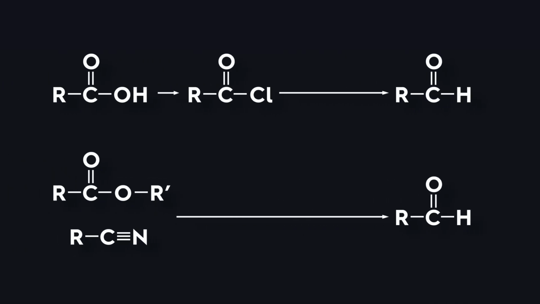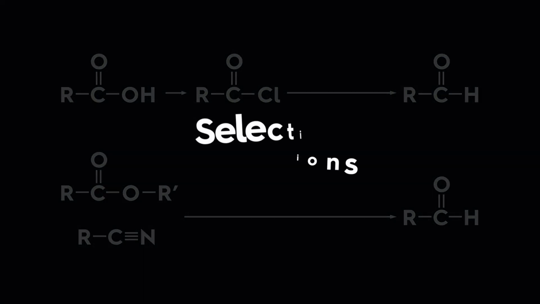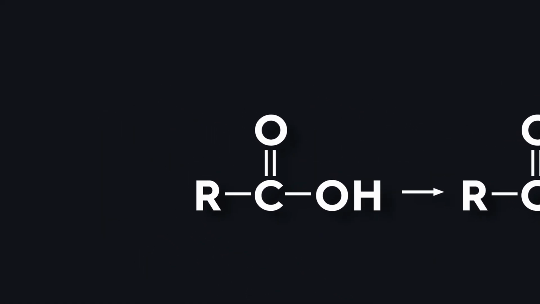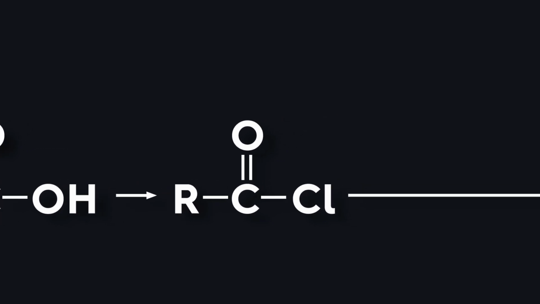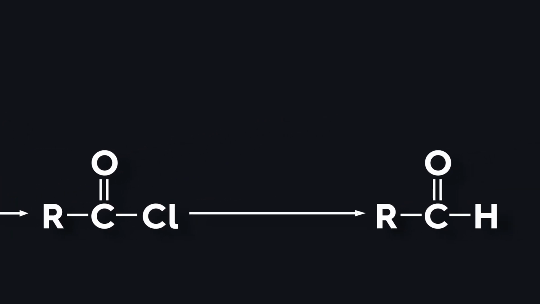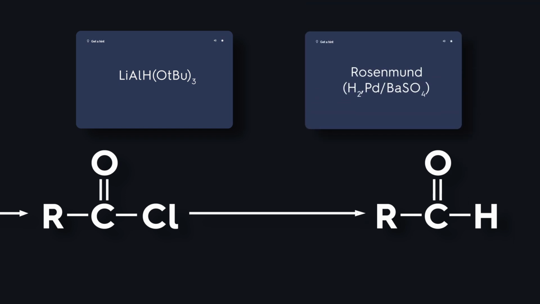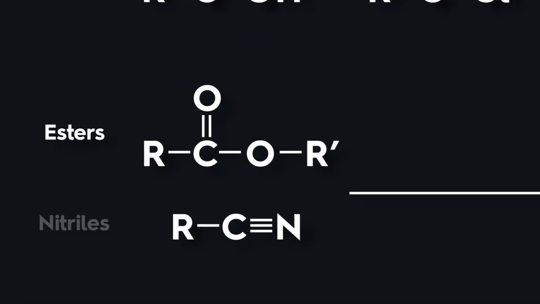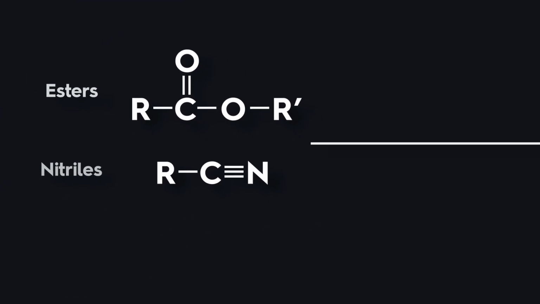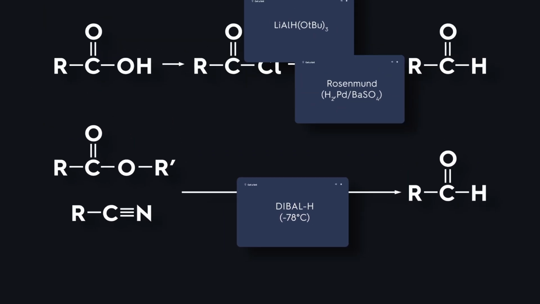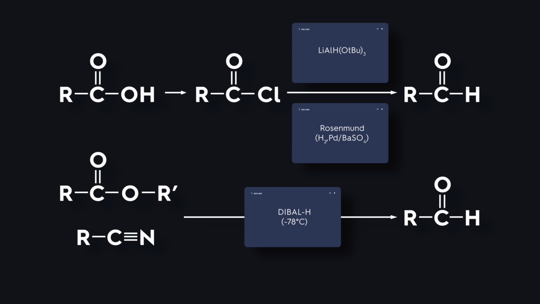When that direct oxidation approach isn't suitable, the focus shifts to selective reductions. One option is to start from a carboxylic acid, convert it into an acid chloride, and then carefully stop at the aldehyde, using lithium aluminum tri-tert-butoxyhydride, or by performing a Rosenmund reduction. Another approach is to begin with esters or nitriles and reduce them to aldehydes using diisobutylaluminum hydride, better known as DIBAL-H, at -78 degrees Celsius. In all these cases, control is crucial. Without it, the reaction overshoots the aldehyde.